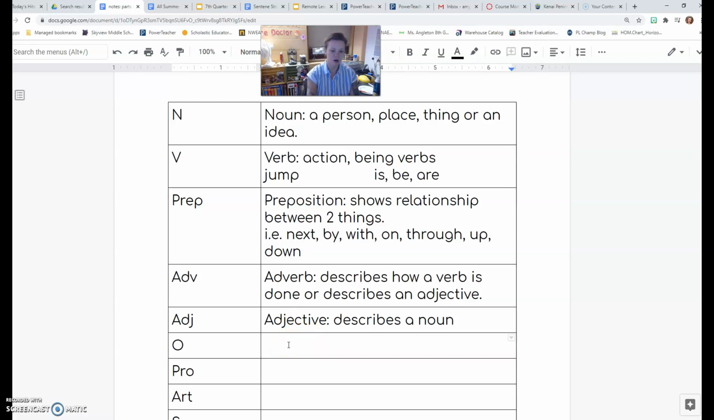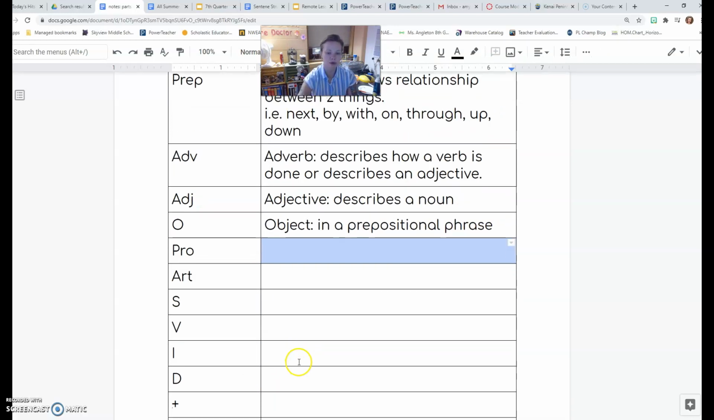O, when you see O, it means object. And this is with a preposition in a prepositional phrase. So when you say, like I said, Mario is with Yoshi, the object of the preposition is Yoshi. Mario is the noun. Being with Yoshi is the object.